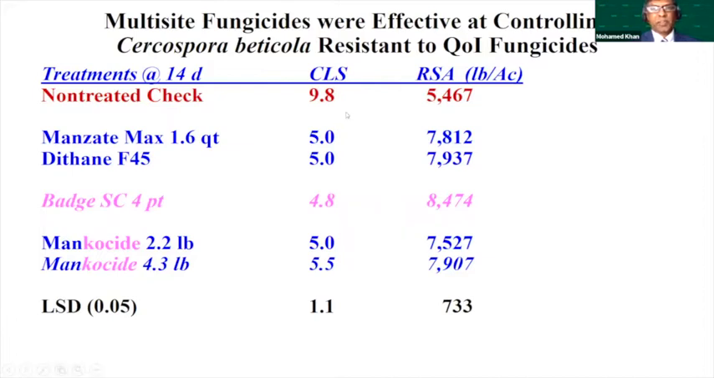So you can see here again, the check is 9.8 with 5,000 pounds of recoverable sucrose. If you use any one of the EBDCs, Manzate or Dithane, you get a leaf spot rating lower than 6. That means it's not causing much economic damage. Or copper by itself, or a mixture of a copper and an EBDC, gives good or fair leaf spot control, and high and acceptable recoverable sucrose per acre. So the EBDCs and the coppers are more or less the multi-site fungicides.